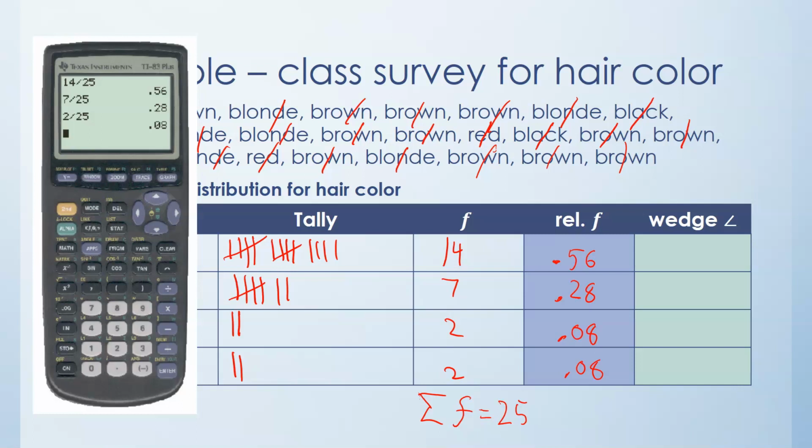Looking at the percentages can be helpful if I'm comparing two sets of responses, like say two different classes, and the class sizes weren't the same. Just looking at the counts may not be as instructive, but looking at the percentages, the relative frequencies, would be very helpful.